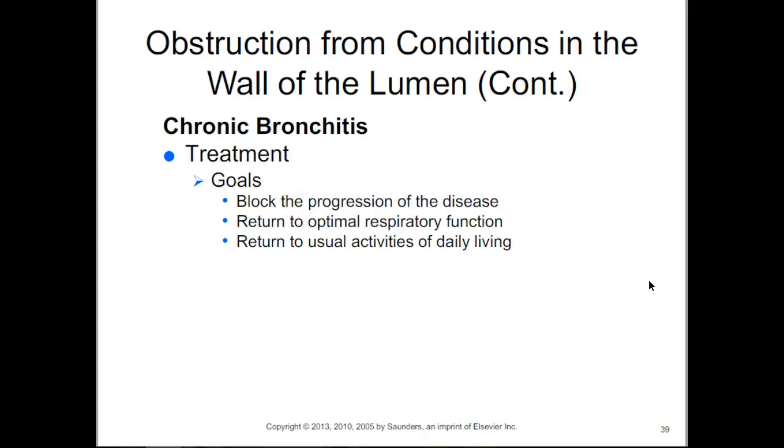So what are the treatments for chronic bronchitis, right? You're going to want to block the progression of the disease, if that's possible, right? So if it's occupational, definitely removing yourself from that environment, and then returning the respiratory functions to as much as possible. So we may give multiple medications in order to increase the amount of oxygen that's getting there, decrease the amount of carbon dioxide in the blood.